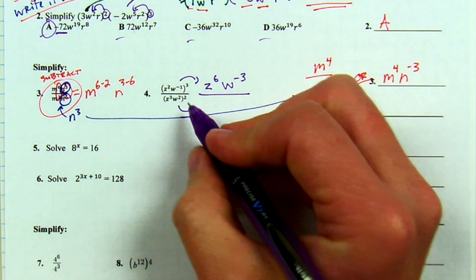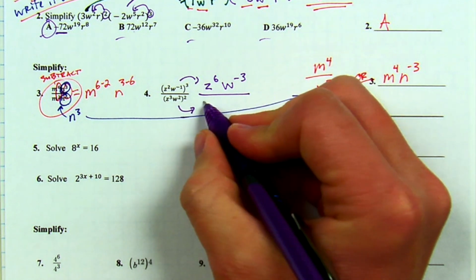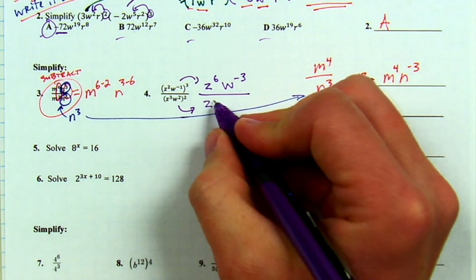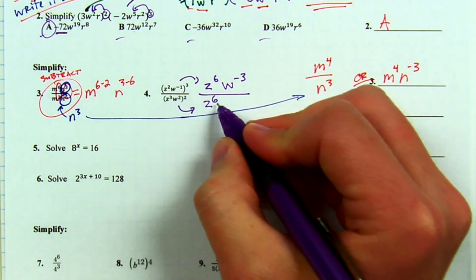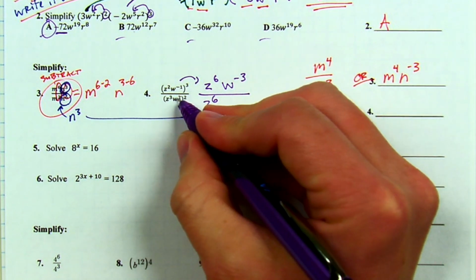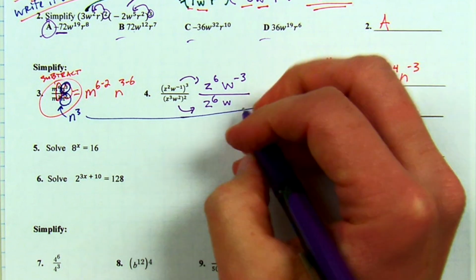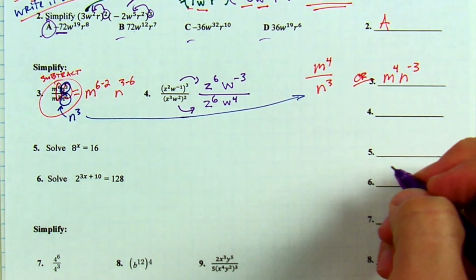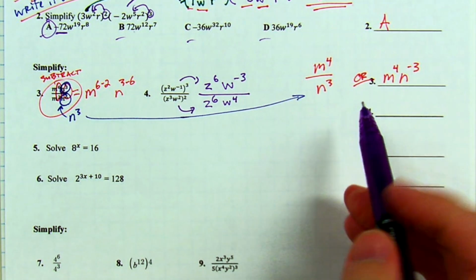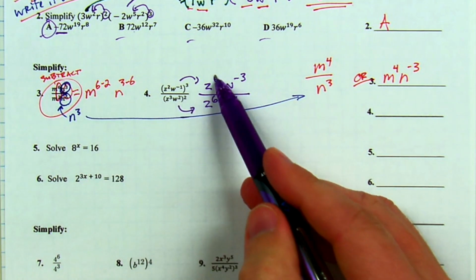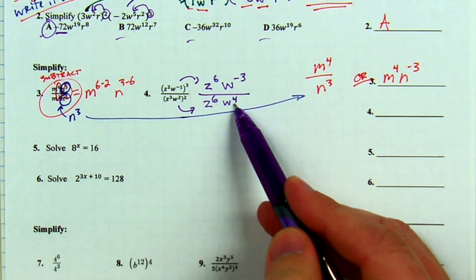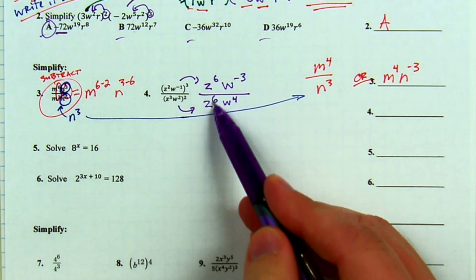All right, on the bottom you're going to square z cubed, and you've got z cubed times z cubed. So you've got 2 times 3, you've got 6 z's. And then w squared squared, that's w squared times w squared, so w times w times w times w, which is w to the 4th. And again, just like on problem number 3, we're going to subtract the exponents, although you would get z to the 0.